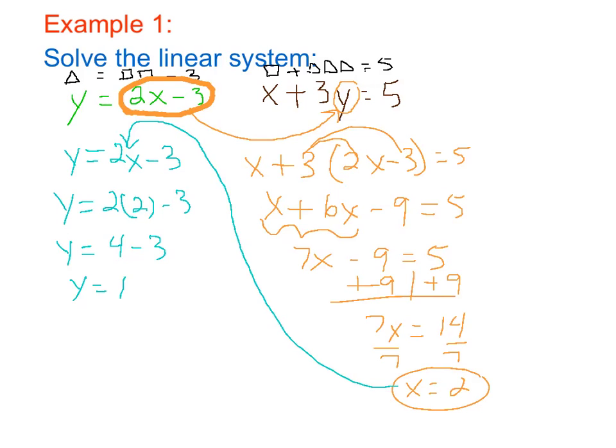Now when we write our solution, we typically write our answer as an ordered pair. And the x always comes first, y always comes second, so we would write our answer like this.